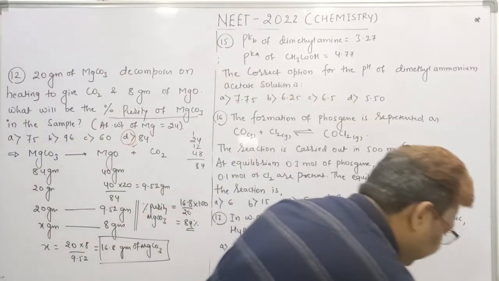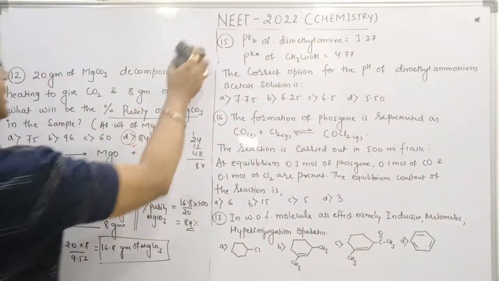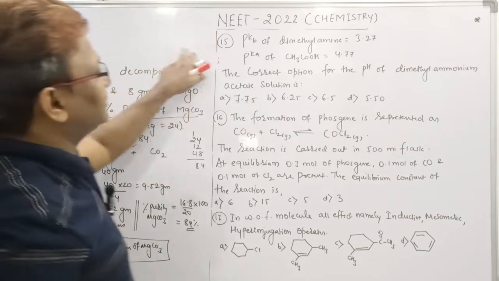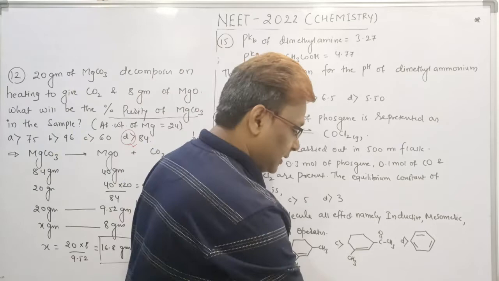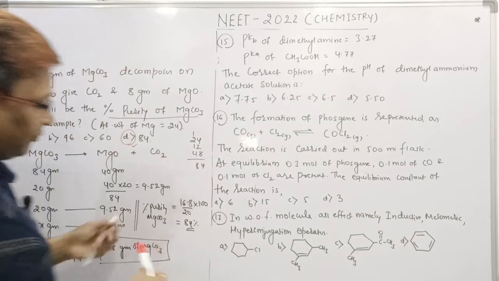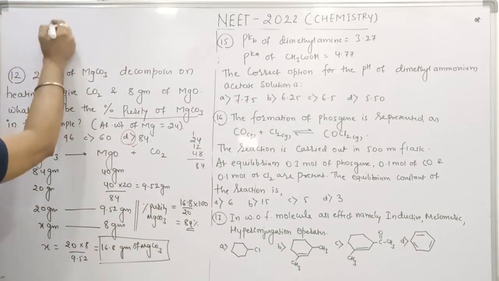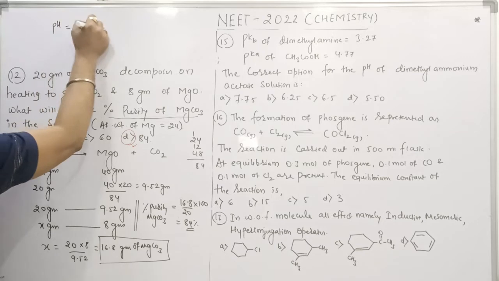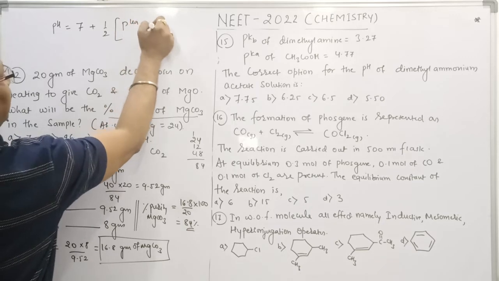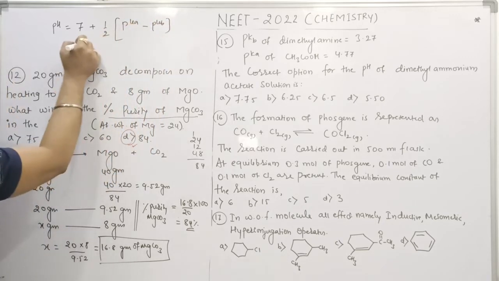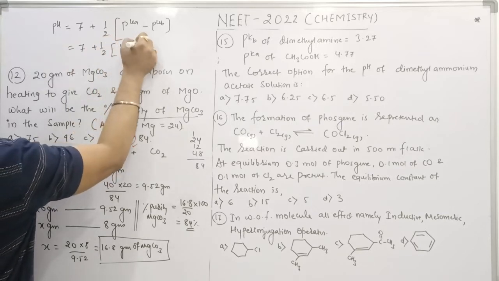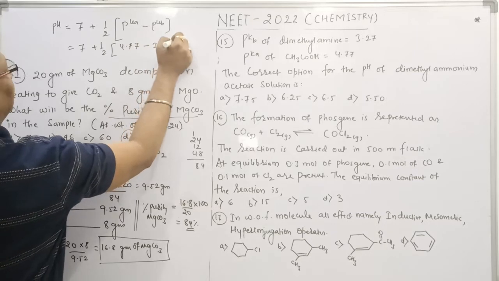In this question number 15, they gave the pKb value and pKa value. Dimethylamine is a weak base and acetic acid, that is CH3COOH, is also a weak acid. A weak acid and a weak base are given, and they're asking for the pH of the salt formed by them. The formula comes this way: pH is equal to 7 plus 1 by 2 of pKa minus pKb. Direct formula. 7 plus 1 by 2 of pKa, which is 4.77, minus 3.27.